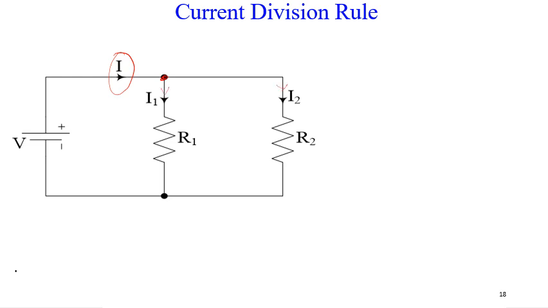You might be asking yourself, why do we use the current division rule? If you want to find the current through this resistor or this resistor, we said that for resistors in series the same current flows through them, but for resistors in parallel the same voltage is across them. So here, different current flows through each resistor, and we want to find the amount of current that flows through each. That is basically why we use the current division rule. We always just want to find the current.